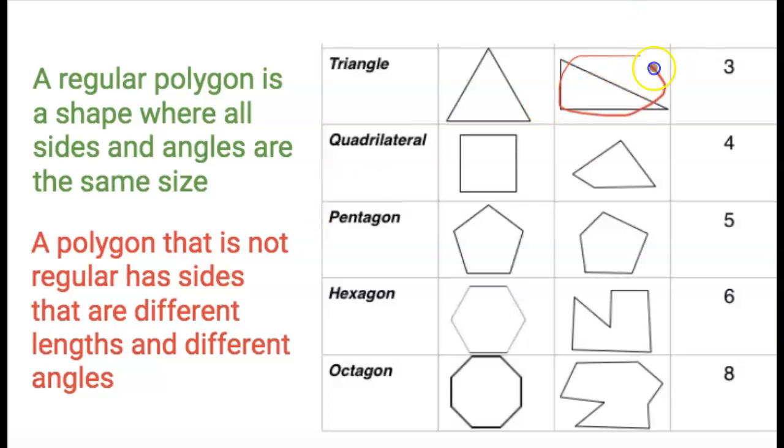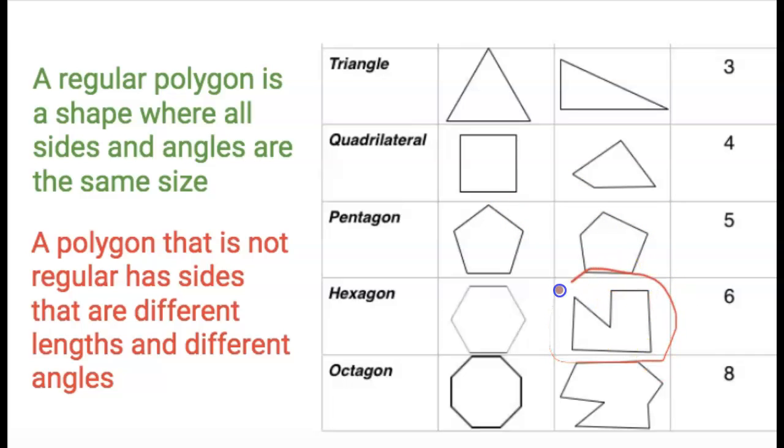So this is a triangle, but it is not a regular triangle because the sides are not the same. This is still a quadrilateral. All you have to do to be a quadrilateral is have four sides, but it is not a regular quadrilateral. This is a five-sided shape. It is a pentagon, but it is not a regular pentagon. The sides are not the same.